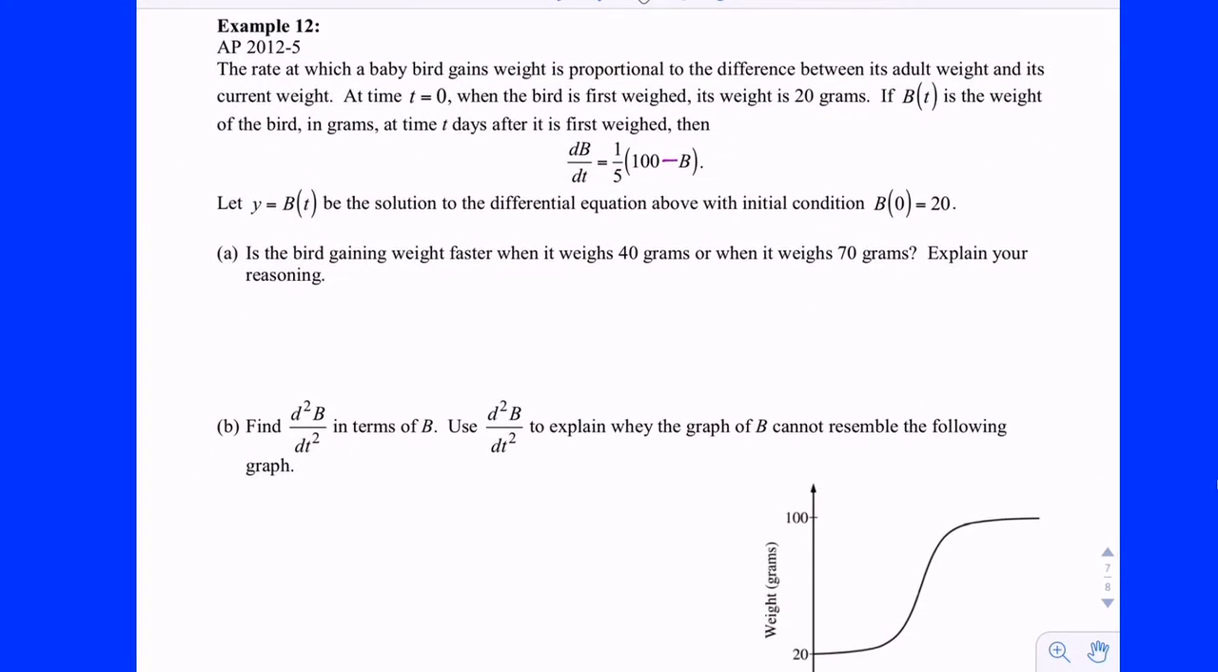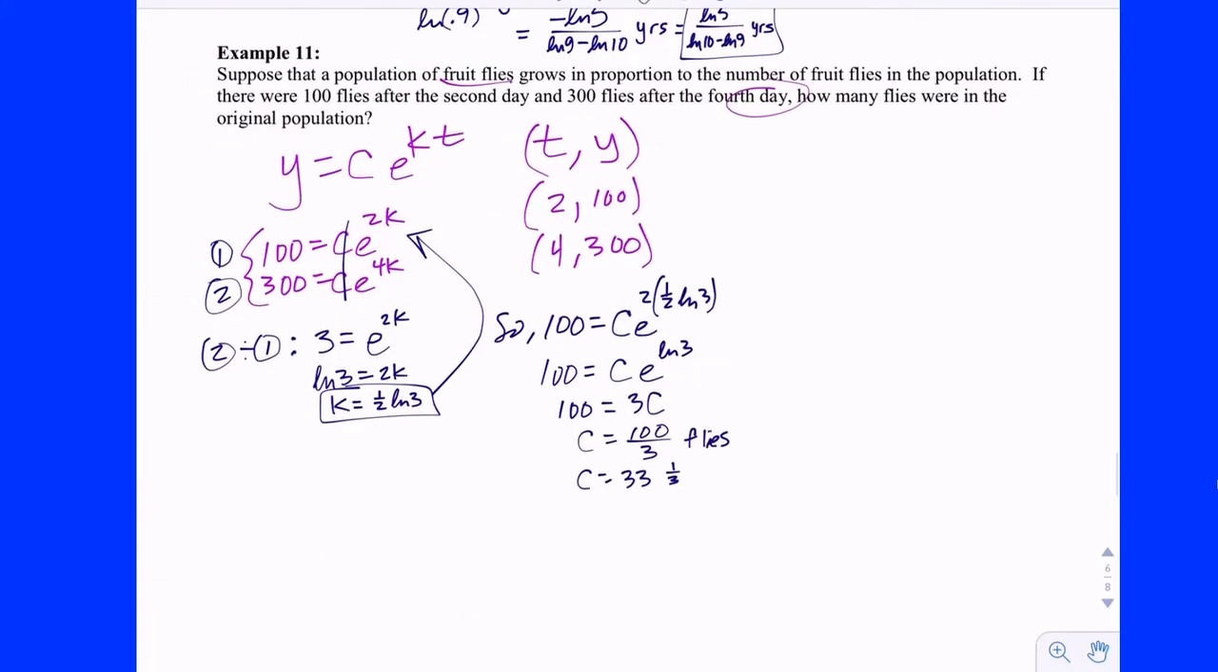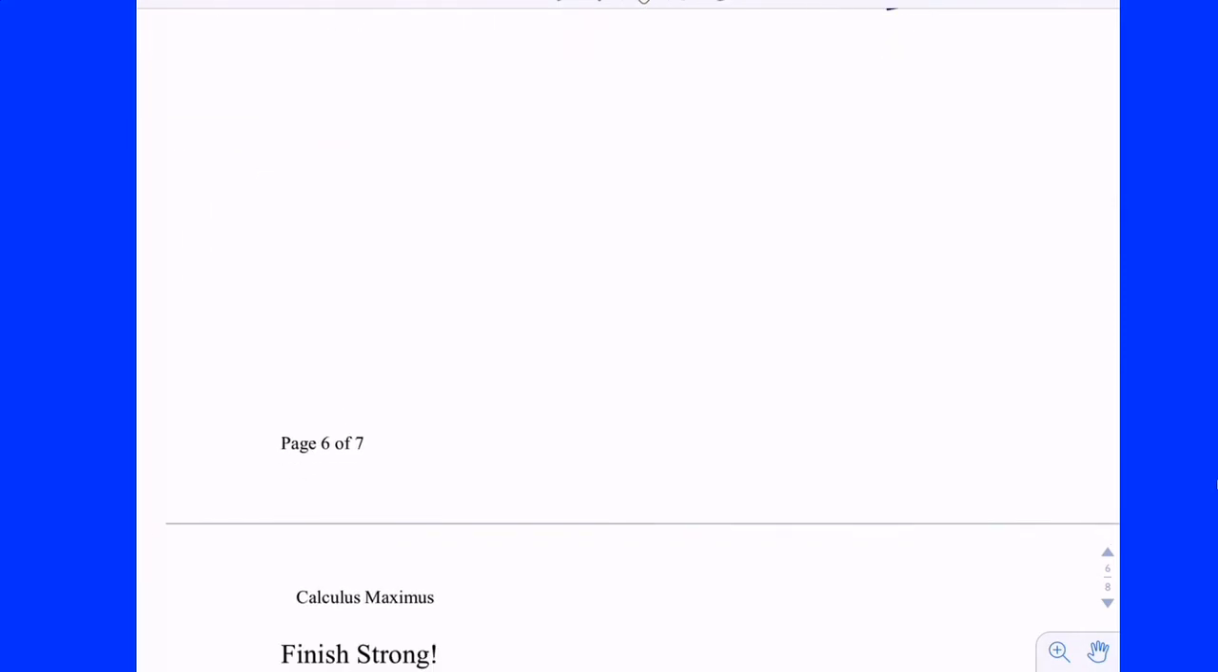Example 12. Here we go. Moving on. You could leave it as either one of those. I'm not a big fan of mixed numbers. Yeah. I mean, you can call it 33.333 if you want to report 3 decimals. That's fine. Exact is always better. Mixed numbers, kind of not really.